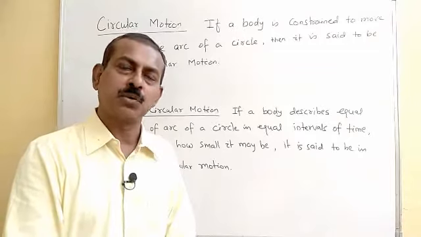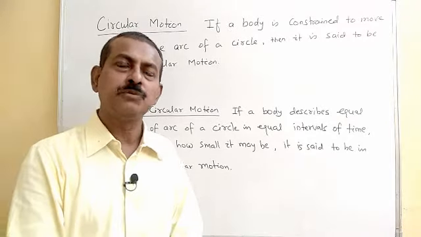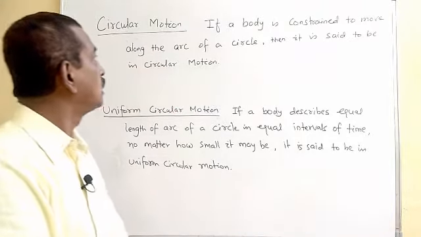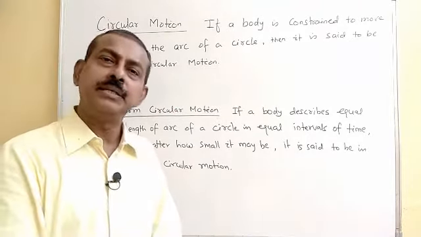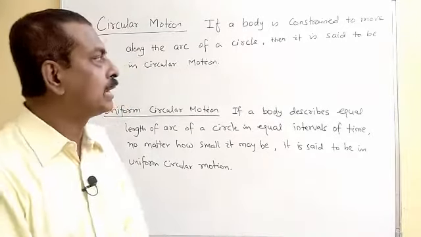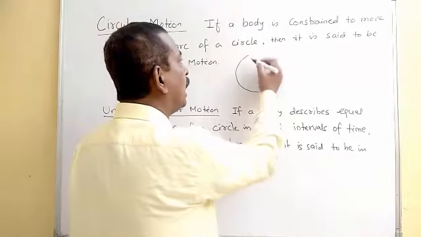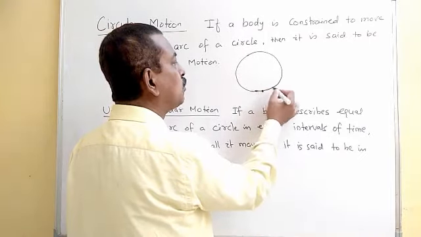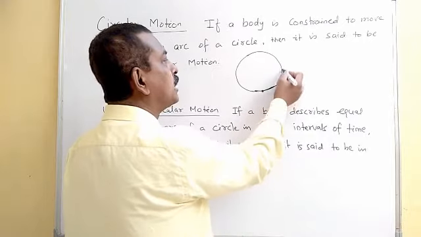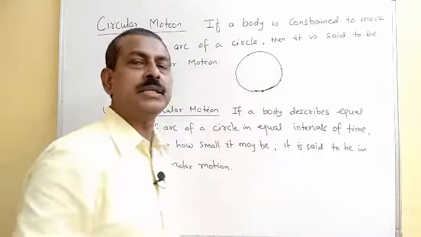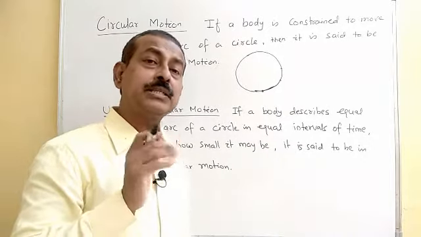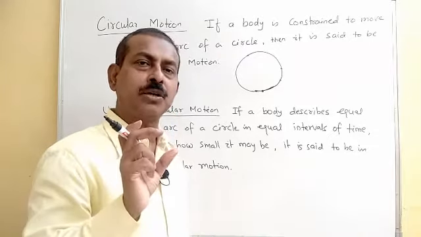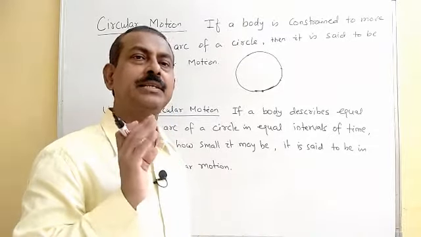So let's start with circular motion. Circular motion we define as, if a body is constrained to move along the arc of a circle, then it is said to be in circular motion. Like you have a body which is moving along the arc of a circle. This is suppose the circular path. And if the body is moving from one point to other there, or from here to here, in that case we say that the body is in circular motion. It's not necessary that it should complete the entire circle. Even if it is describing a small part of it, in that case, we'll say that it is in circular motion.